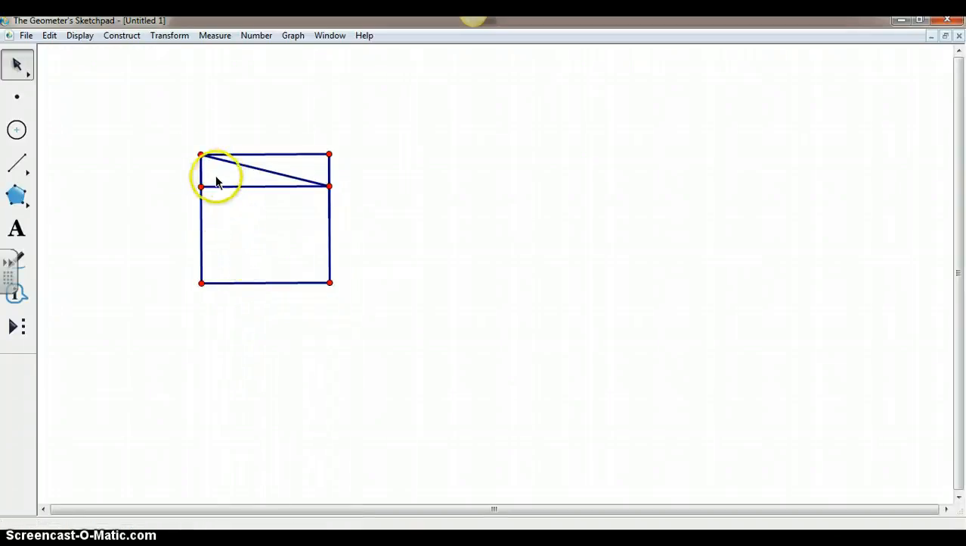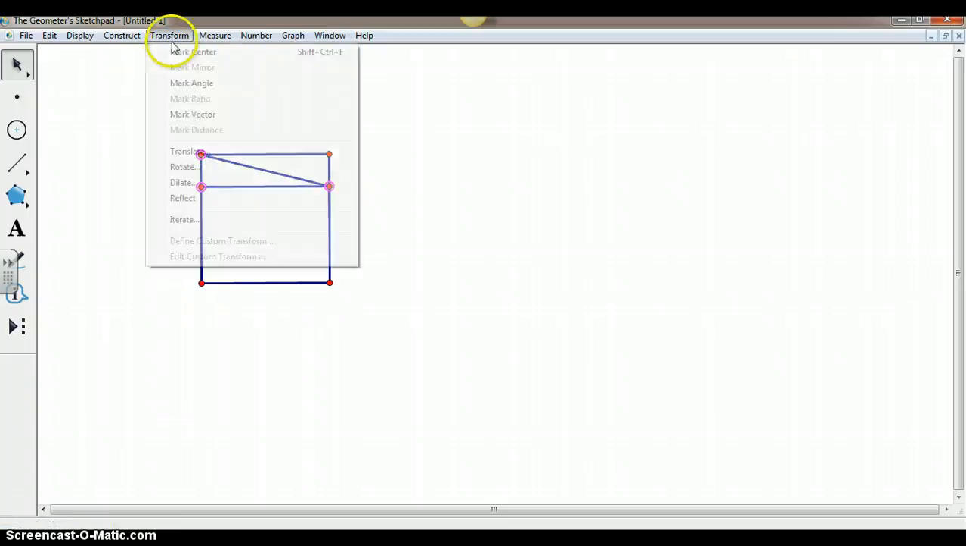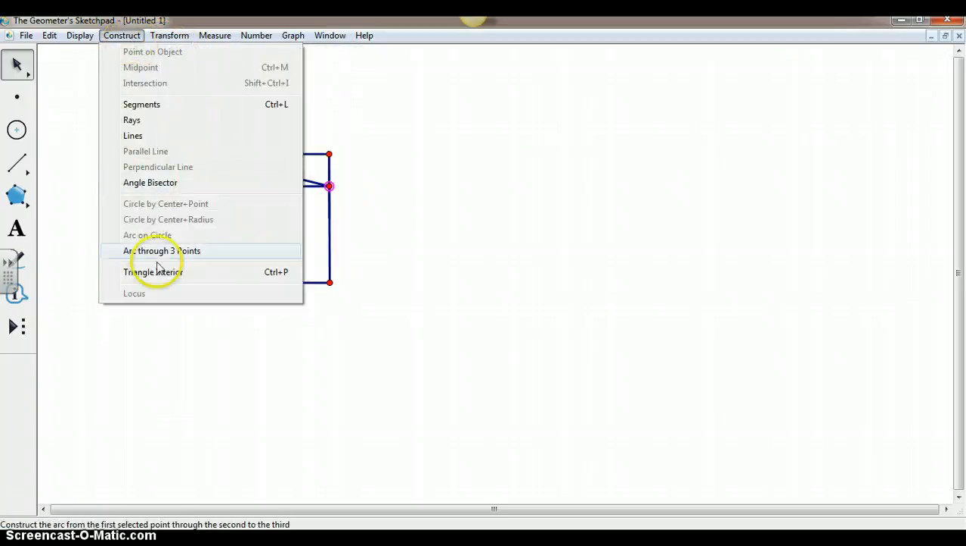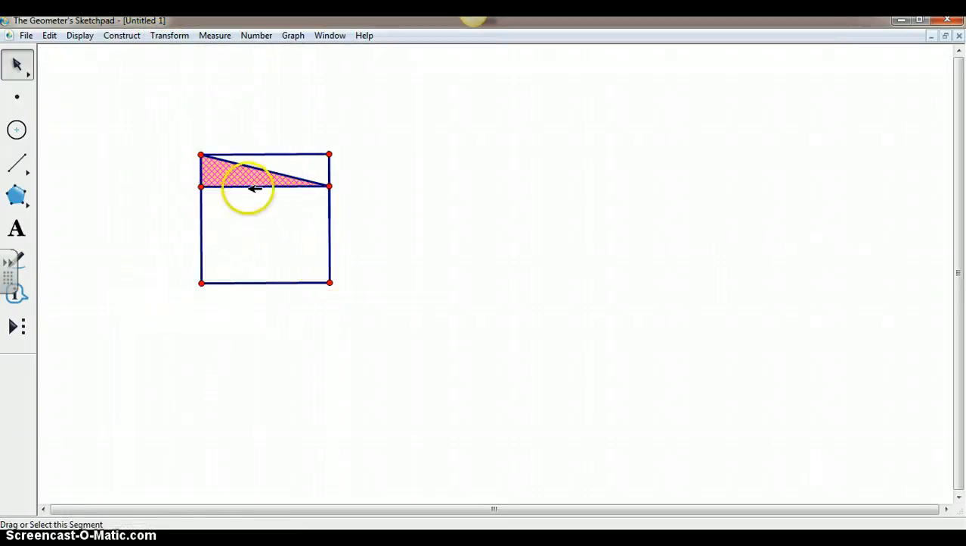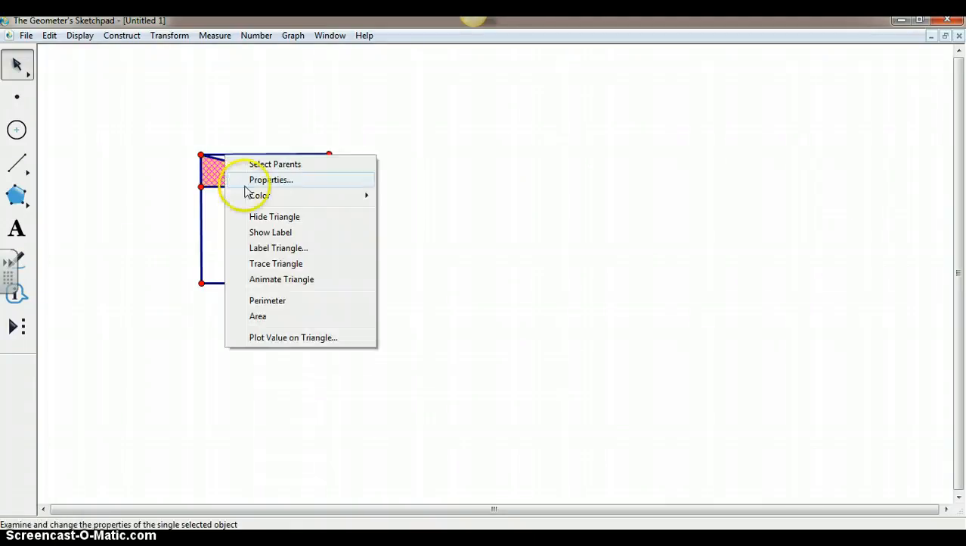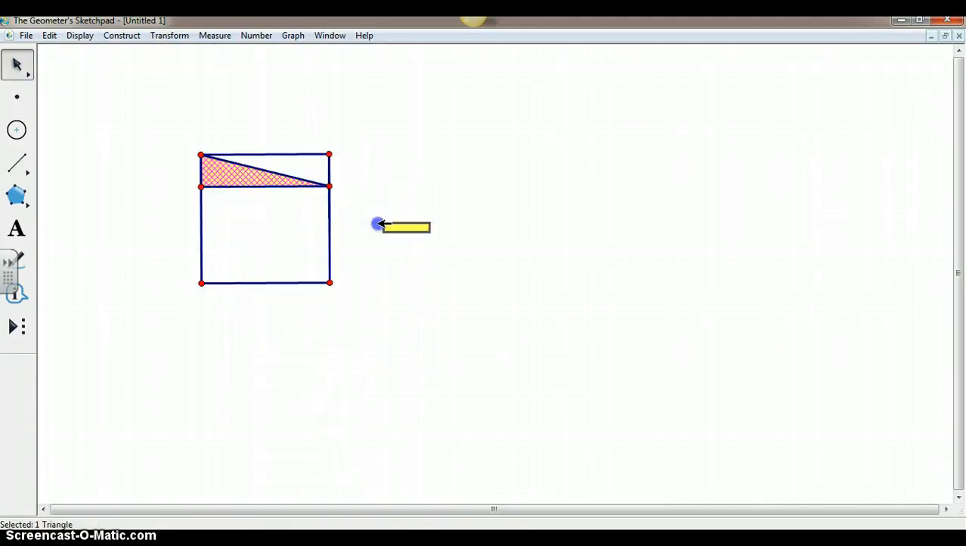And to get that yellow, we're going to highlight all the points, and we're going to go up and do triangle interior, and it is orange, so we're just going to go and make it yellow. So that's how we would begin and find that first initial triangle that we'll be able to work with from here on.